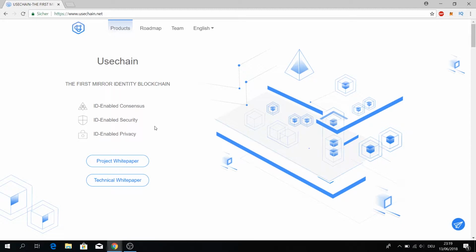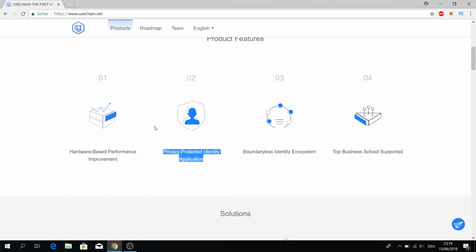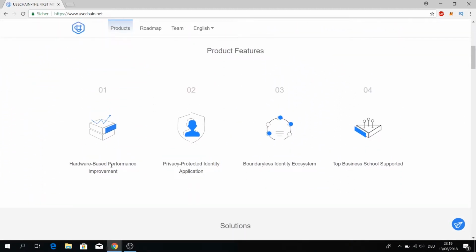So what are the product features? The product feature is hardware-based performance improvement. Every participant can participate by bringing up a node, a server, and the threshold for doing so is quite low, lower than for other blockchains. They are privacy protected identity applications, so your identity is basically always protected. And what is very interesting is the boundaryless identity ecosystem.